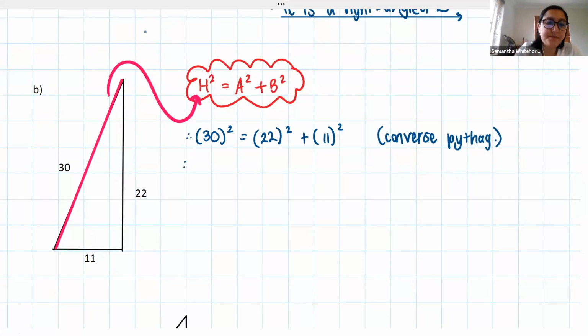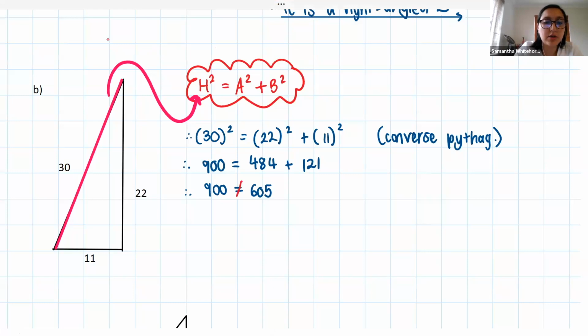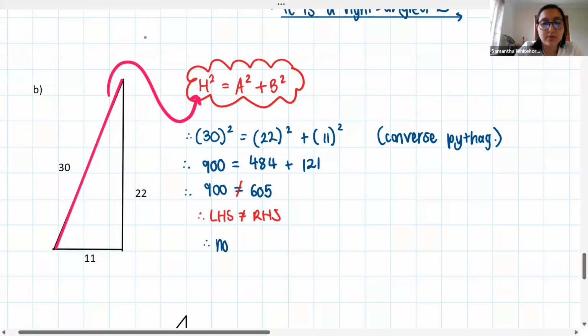Alrighty, 30 squared is 900. 22 squared is 484. And 11 squared is 121. If we then go and add 484 plus 121, we get 605. Now, what's really important is obviously those two sides are not equal to each other. So the left-hand side is not equal to the right-hand side. And because they are not equal to each other, this triangle is not a right angle triangle.